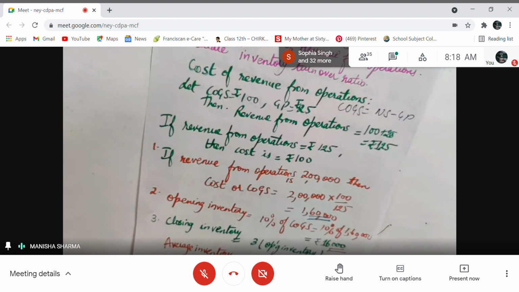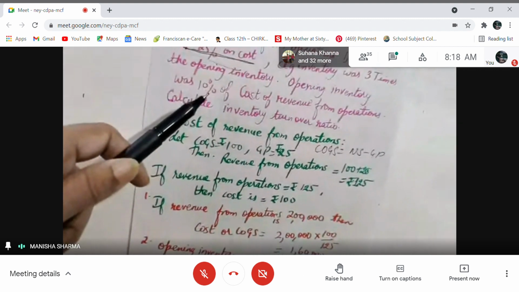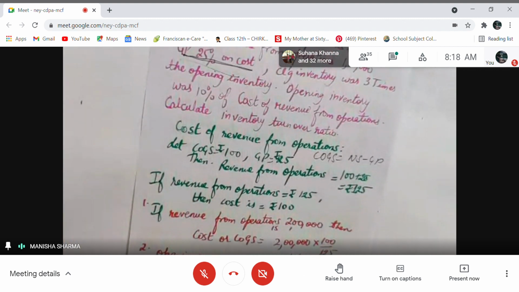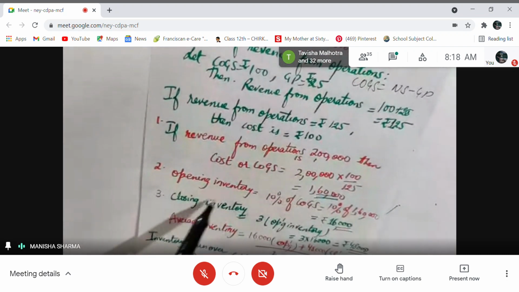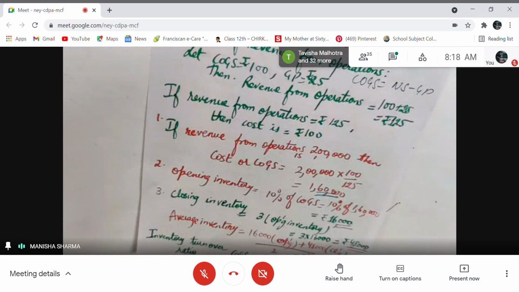Now it is given that opening inventory is 10% of COGS. We've calculated COGS as 1,60,000. So opening inventory is 10% of COGS, so 10% of 1,60,000 will be 16,000. So you can find opening inventory directly, since 10% of COGS is given in the question. COGS has come out to be 1,60,000, so 10% of 1,60,000, the inventory is coming out to be 16,000, right?